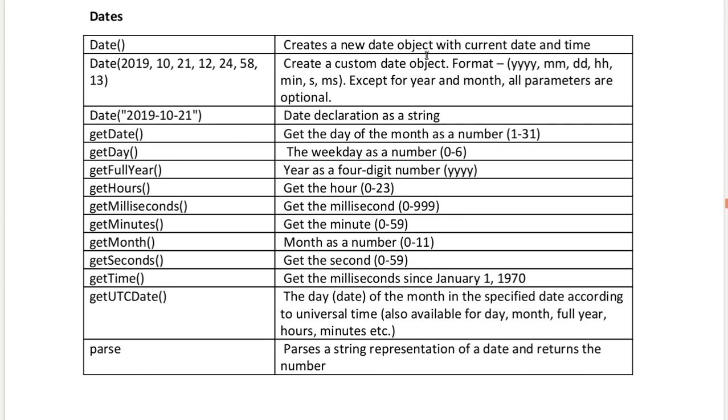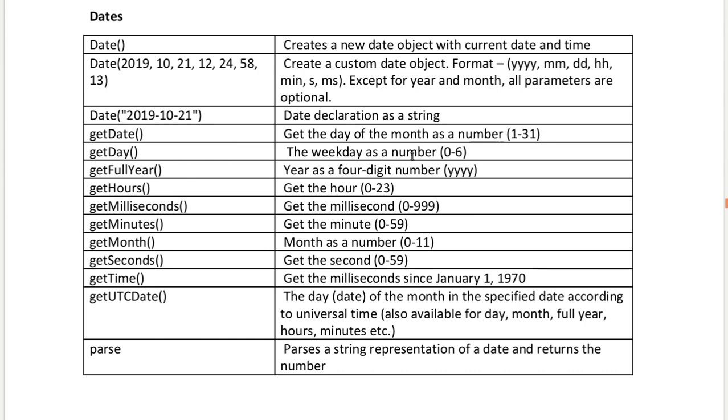Date. new Date() creates a new date object with current date and time. new Date(2019, 10, 21, 12, 24, 58, 13) creates a custom date object in the format YYYY, MM, DD, HH, mm, ss, ms. Except for year and month, all parameters are optional. new Date('2019-10-21'): date declaration as string.